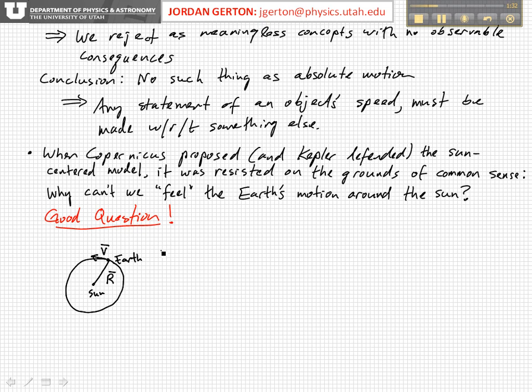So we now know that the average orbital velocity of the Earth orbiting the sun is about 30 kilometers per second, and the average orbital radius is about 150 times 10 to the 6, 150 million kilometers. Now, let's calculate the Earth's acceleration.